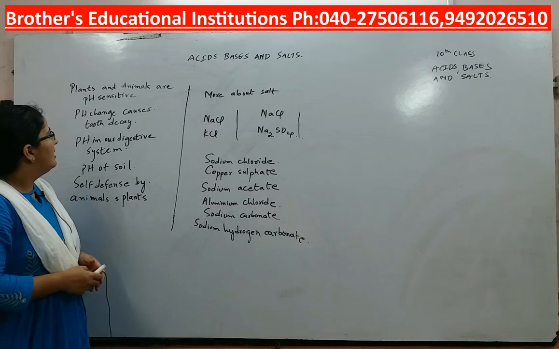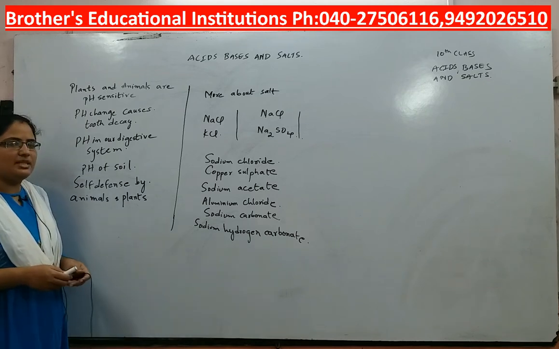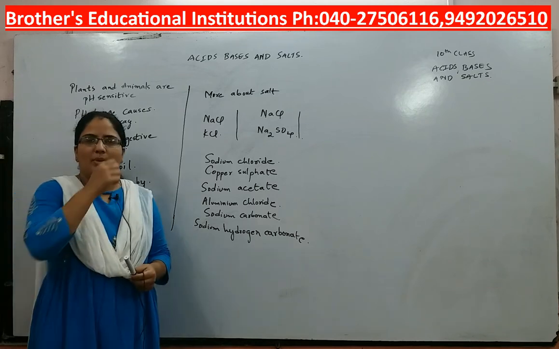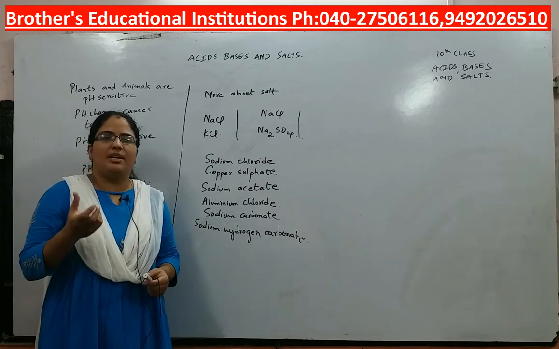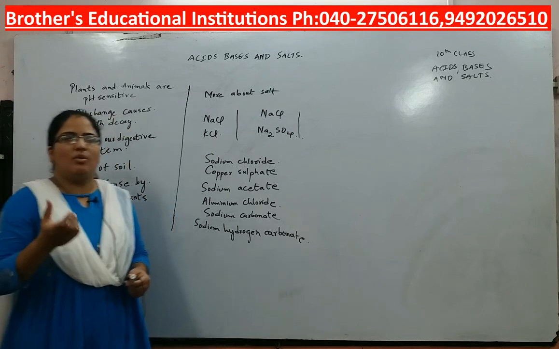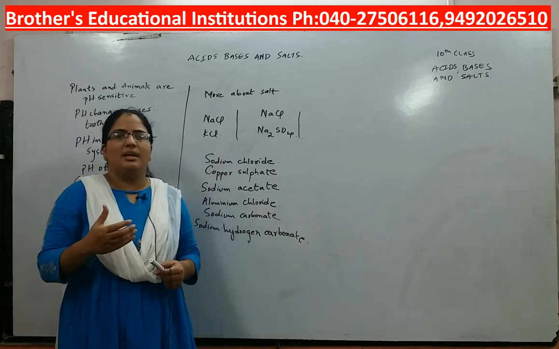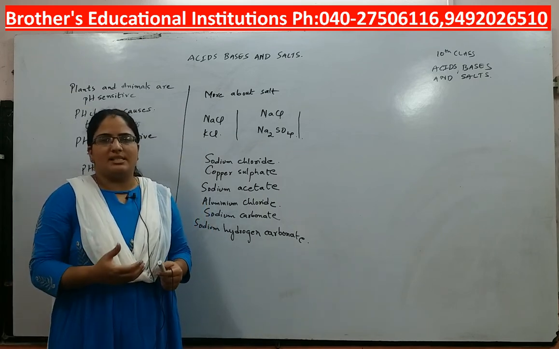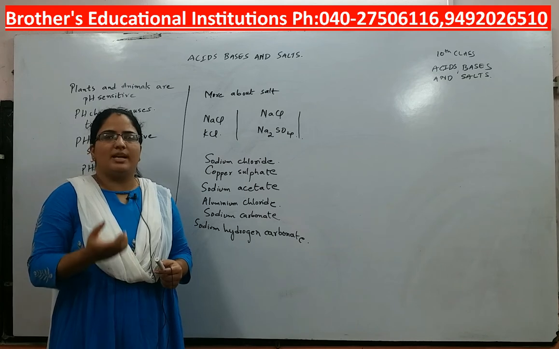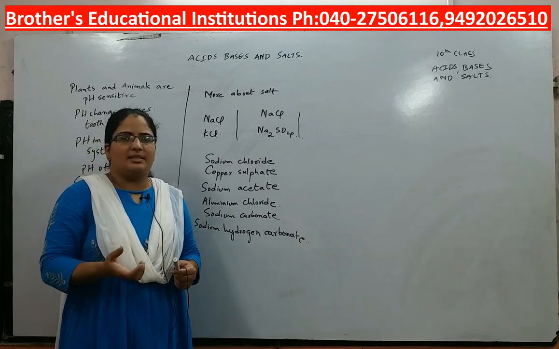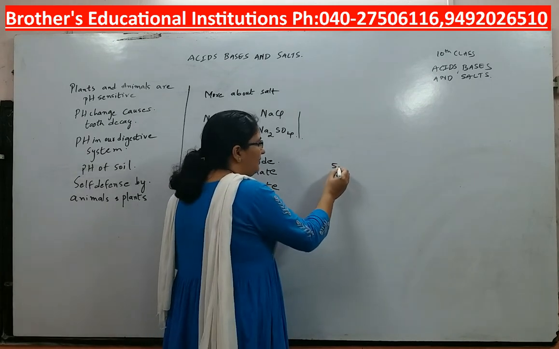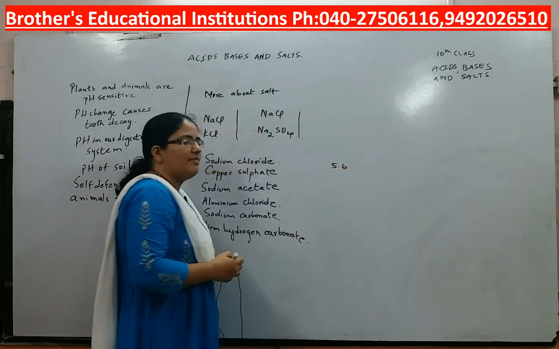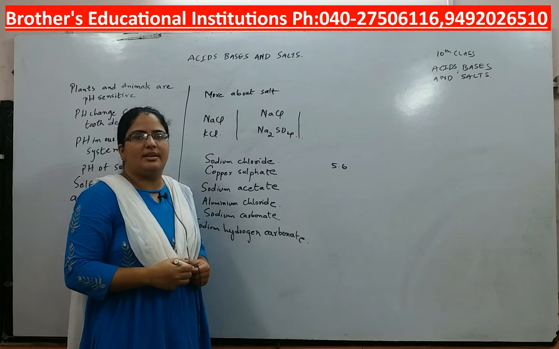Plants and animals are pH sensitive. You might have heard about acid rain. When pollution and various gases are very high, the rainwater gets mixed with the gases that are there in the atmosphere. As a result, you get acid rain. If the pH of the rainwater is less than 5.6, then that is called acid rain.